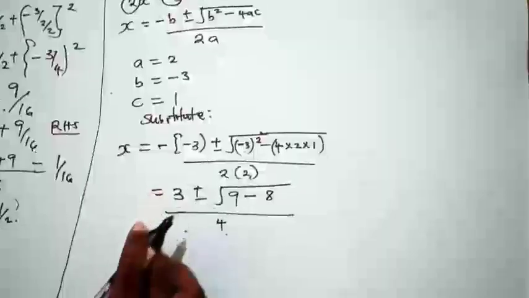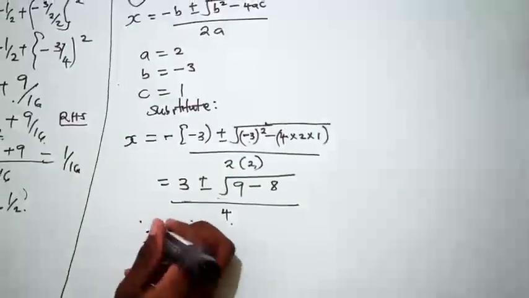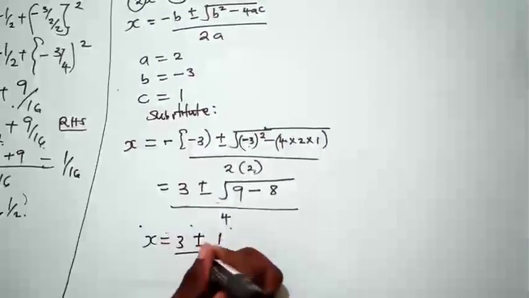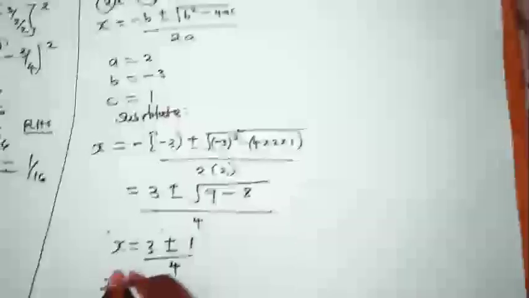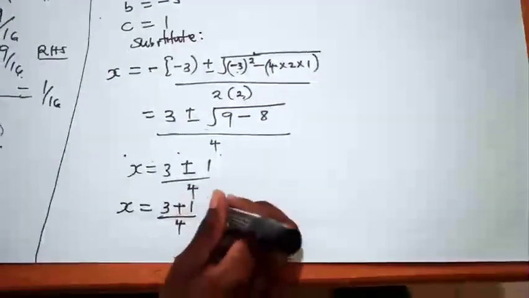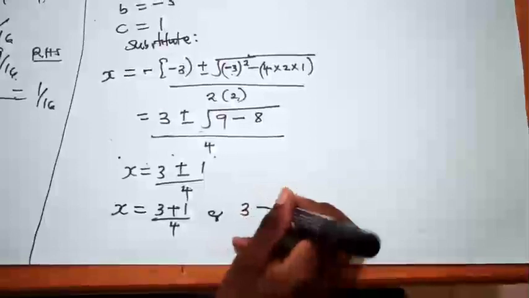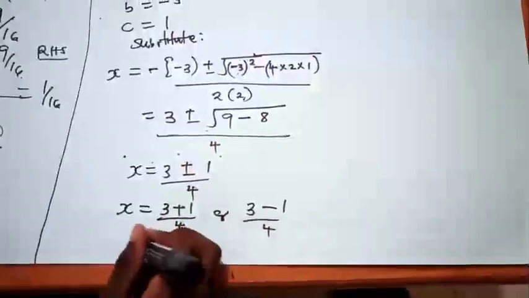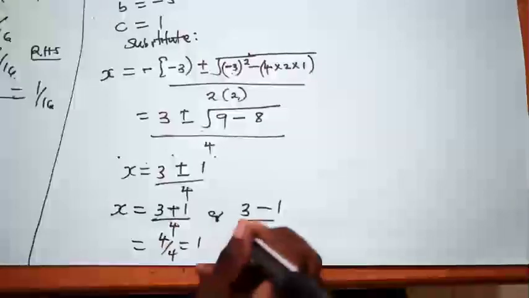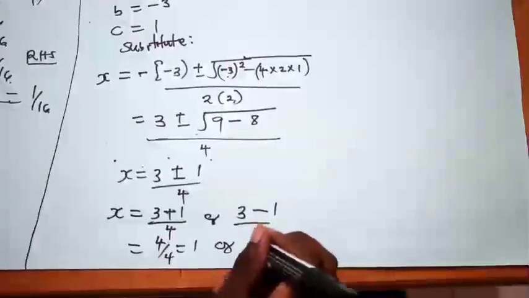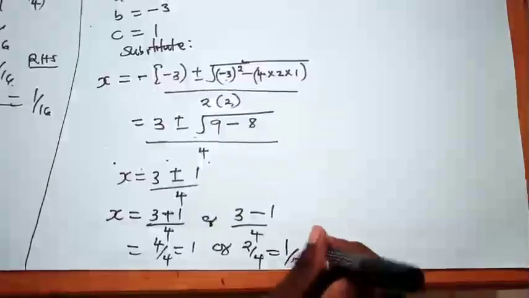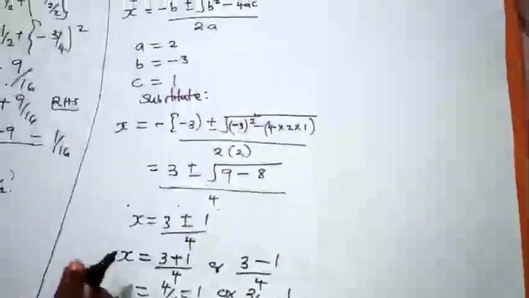So x is going to be given by 3 plus or minus 1, then we divide by 4. So x can be either 3 plus 1 over 4 or 3 minus 1 over 4. In that case, we have 4 over 4, which equals 1, or 2 over 4, which equals a half. So it gives the same answer.